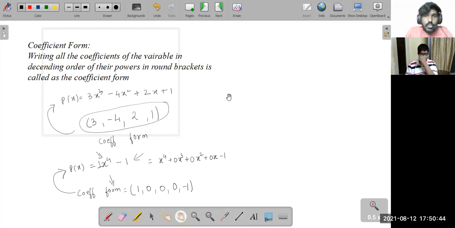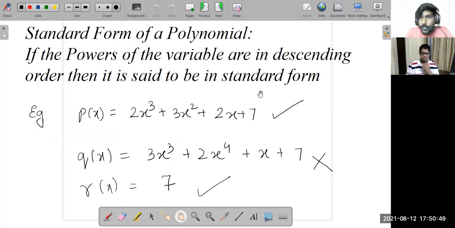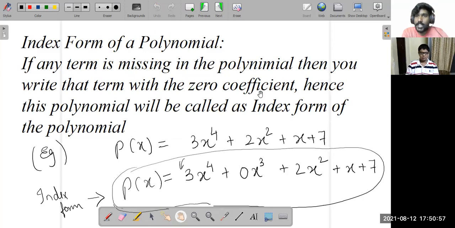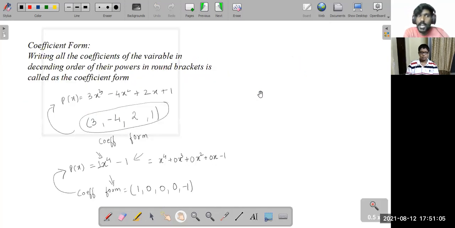Okay, so three forms we have seen. Standard form: powers arranged in the decreasing order of their variable. Then index form: if any variable is absent, you just put the zero coefficient and write down that variable. And lastly the coefficient form: writing all the coefficients, even the missing ones, in round brackets, is called the coefficient form of the polynomial.